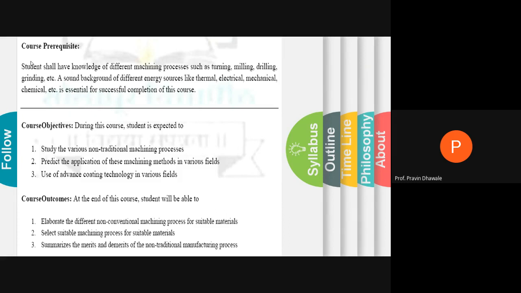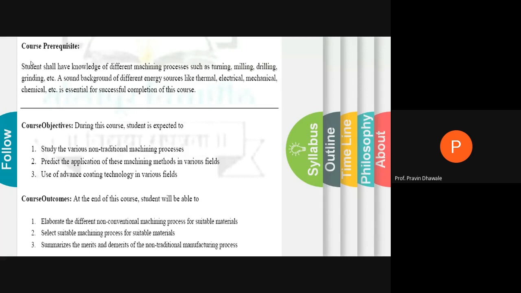What are the non-traditional machining processes? They have the same meaning. Non-conventional, non-traditional, both have the same meaning. The second course objective is that students have to predict the applications of these non-conventional or non-traditional machining methods in the field of engineering, where you have to use certain kinds of machining processes. What are the specific applications of all these machining processes in engineering? You have to study.